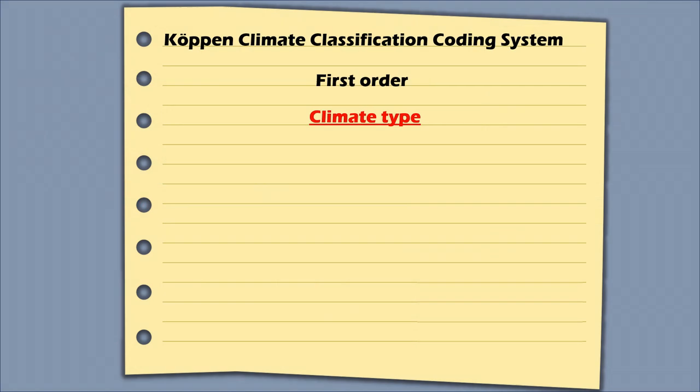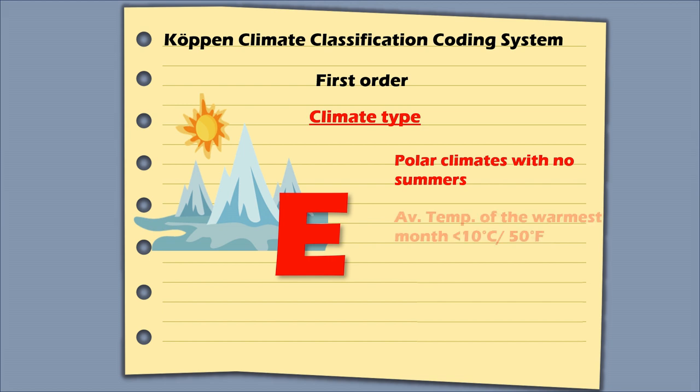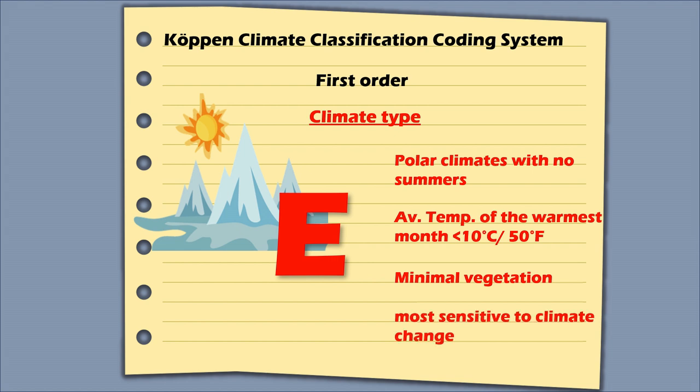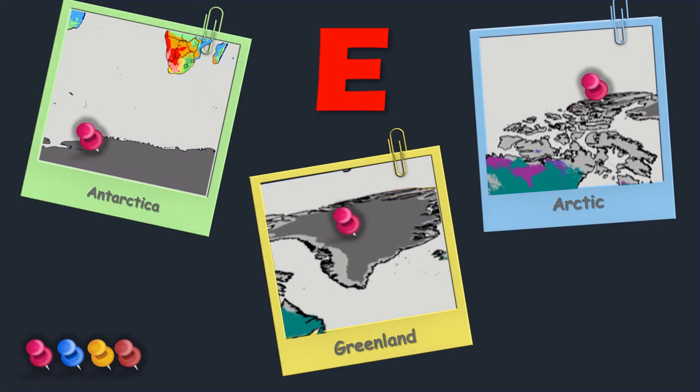states. The last group in this is E, or the polar climates. These regions have no summers, and the average temperature of the warmest month is below 10 degrees Celsius or 50 degrees Fahrenheit. They have minimal vegetation, which is mostly mosses, lichens, and tundra. These zones are among the most sensitive to climate change. Some examples are Antarctica, Greenland, and the Arctic Circle.